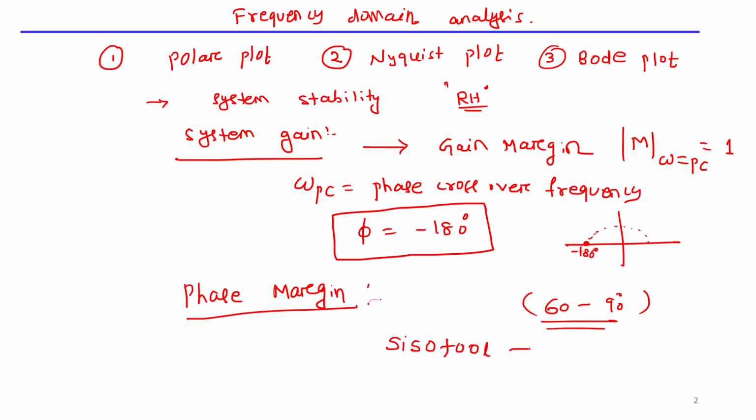Using the CISO tool, you can draw the Bode plot of any system and identify the gain margin and phase margin, or use the Control System Designer. Control System Designer is another powerful app in MATLAB. By using it you can find out the system stability, and you can tune a PI controller or a PID controller.